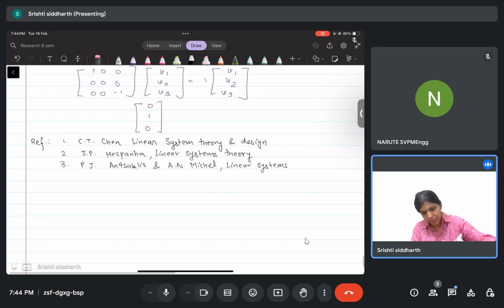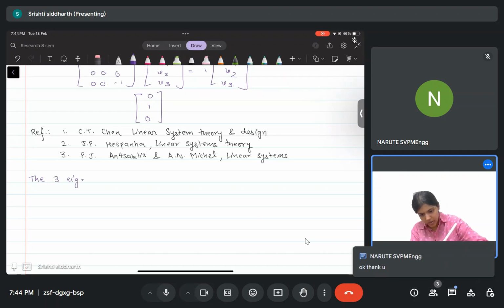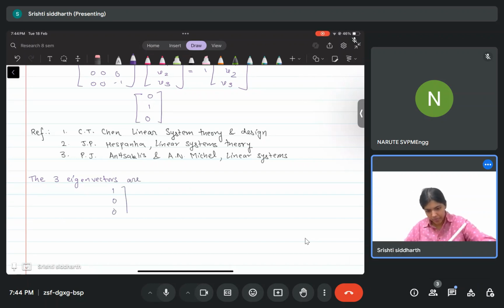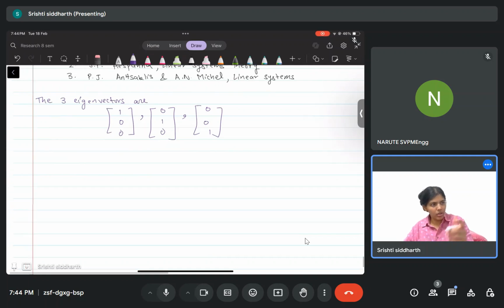All right, so getting back to the question, the three eigenvectors are 1, 0, 0; 0, 1, 0; and then 0, 0, 1. You can try calculating these. Now you have to check whether these eigenvectors are in the kernel of B transpose or not.